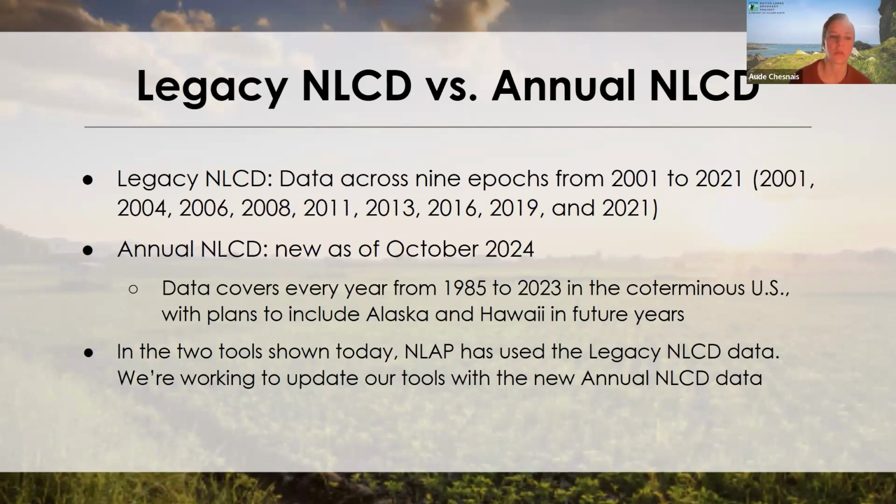It's planning to really show data covering every year from 1985 to 2023 in the conterminous United States. It also plans to include Alaska and Hawaii in future years, which would be super great, because the way that we had to work around it was a little complicated for Alaska and Hawaii. In the tools that you're all going to see today, the NLAP has used the legacy NLCD data, but right now we're working with our GIS team to include the new annual NLCD data moving forward, and maybe retroactively update the dashboards as well, all the way to 1985, which would be really great for analyses looking at the evolution of biodiversity or the effects of climate change, or so many other possibilities there.